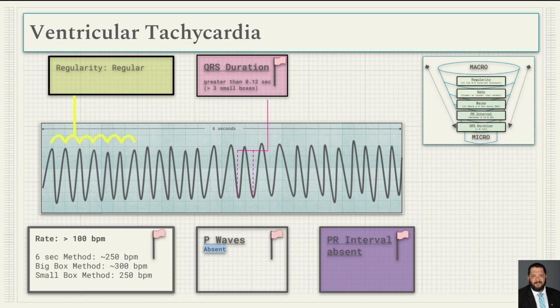Next will be ventricular tachycardia. Ventricular tachycardia is regular, has a QRS duration greater than 0.12 seconds, and a rate greater than 100. Just like the other ventricular rhythms we discussed, we cannot discern P waves, and we cannot determine the PR interval or the P to QRS ratio. These rates will often exceed 200 to 250 beats per minute and can be extremely fast.